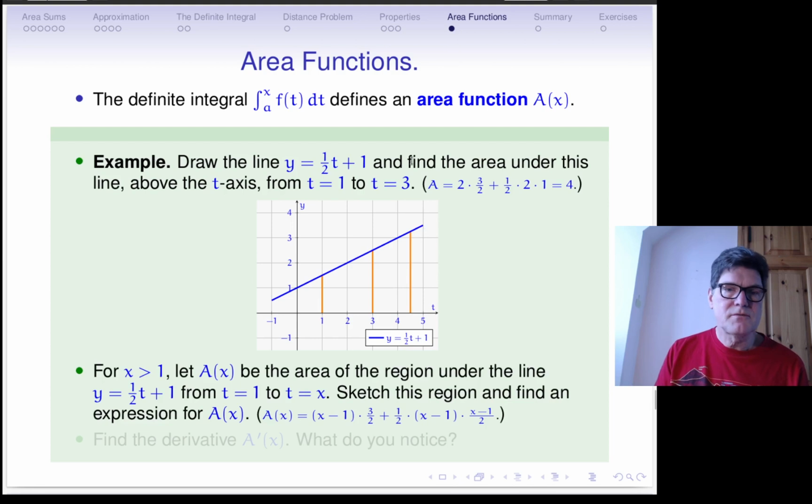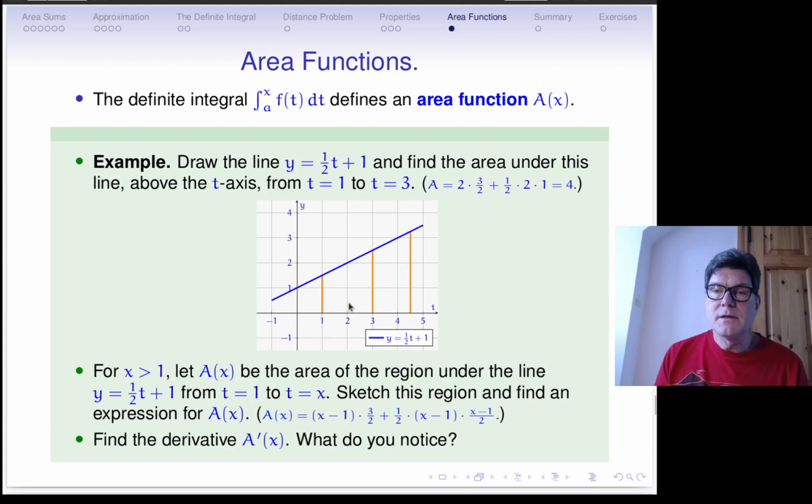Then, after going through this procedure once, maybe twice for another choice, maybe choose 4 as an upper bound next, and then 5, eventually you will find how for any x bigger than 1, you can find a formula for the area of the region under this line from t equals 1 to t equals x. A formula in terms of x. An expression for the area as a function of x. This can be worked out with simple geometric means. Again, I'll leave this to you.